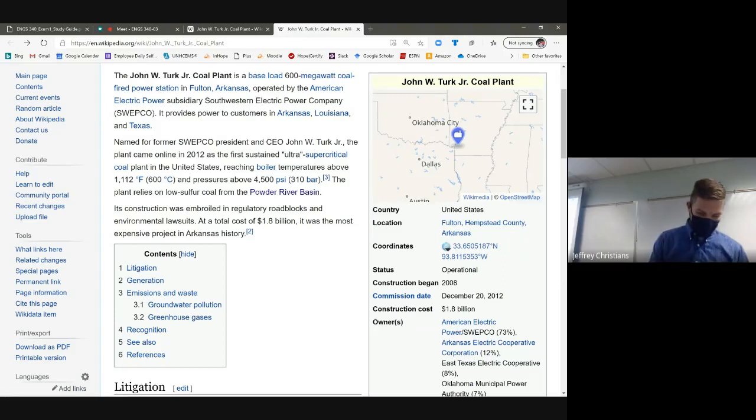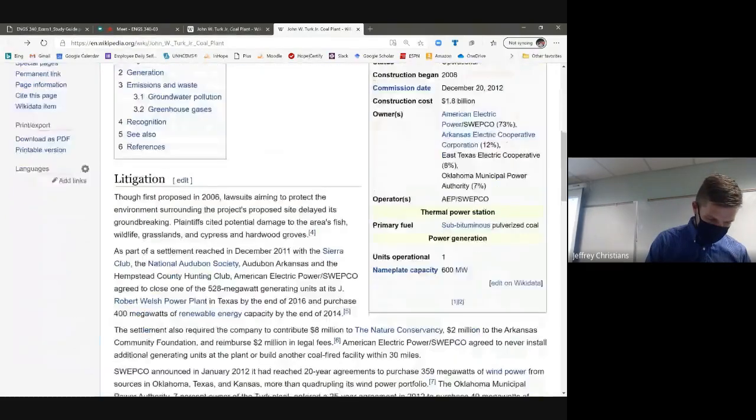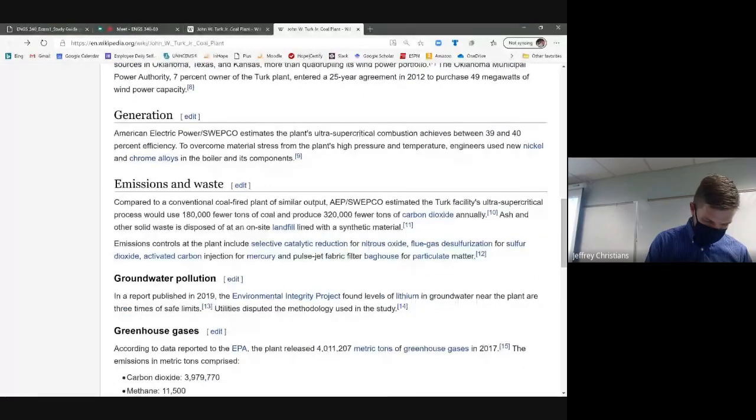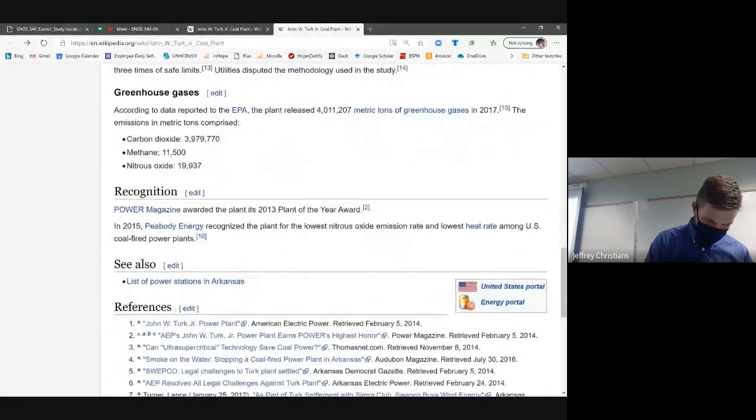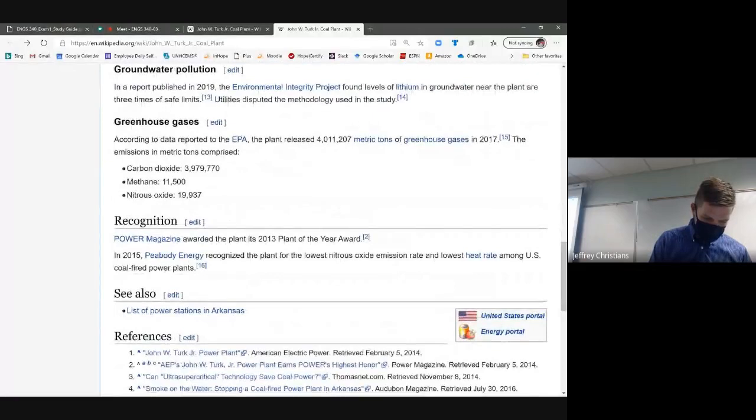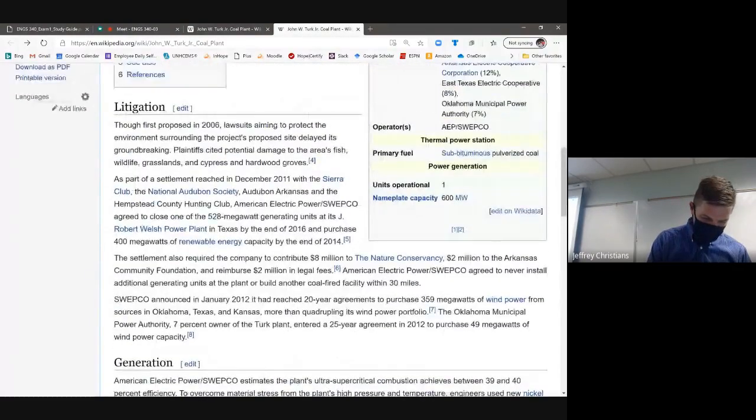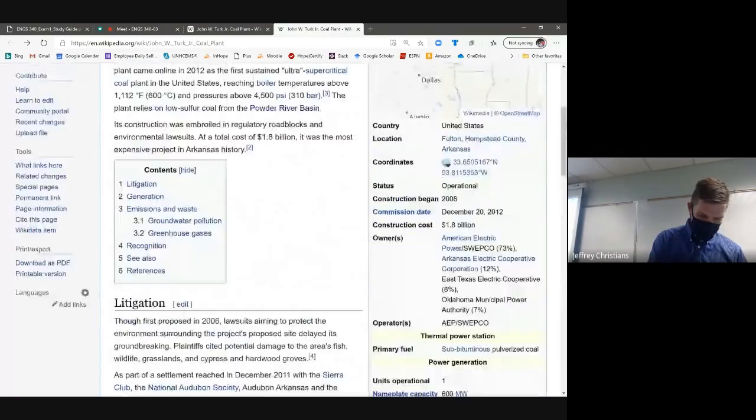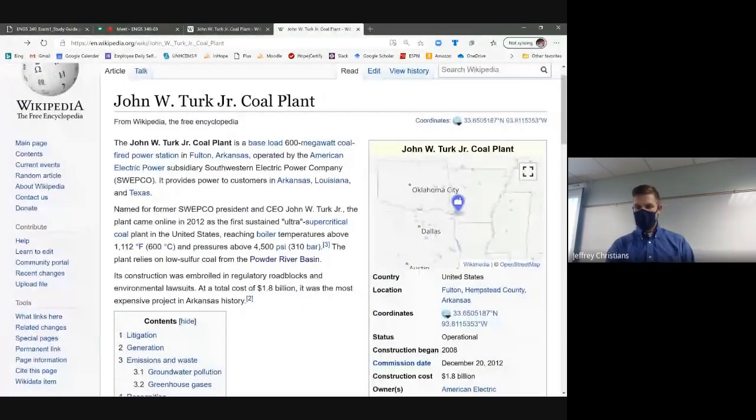What do we get when we do? Okay, let's go down. So 2015, Peabody Energy, the lowest heat rate among U.S. coal-fired power plants. That means it's the most efficient. And if we were to do a little bit more digging, kind of beyond Wikipedia, we could see that the efficiency of the John Turk power plant is about 39 to 40%. That's the thermal efficiency.